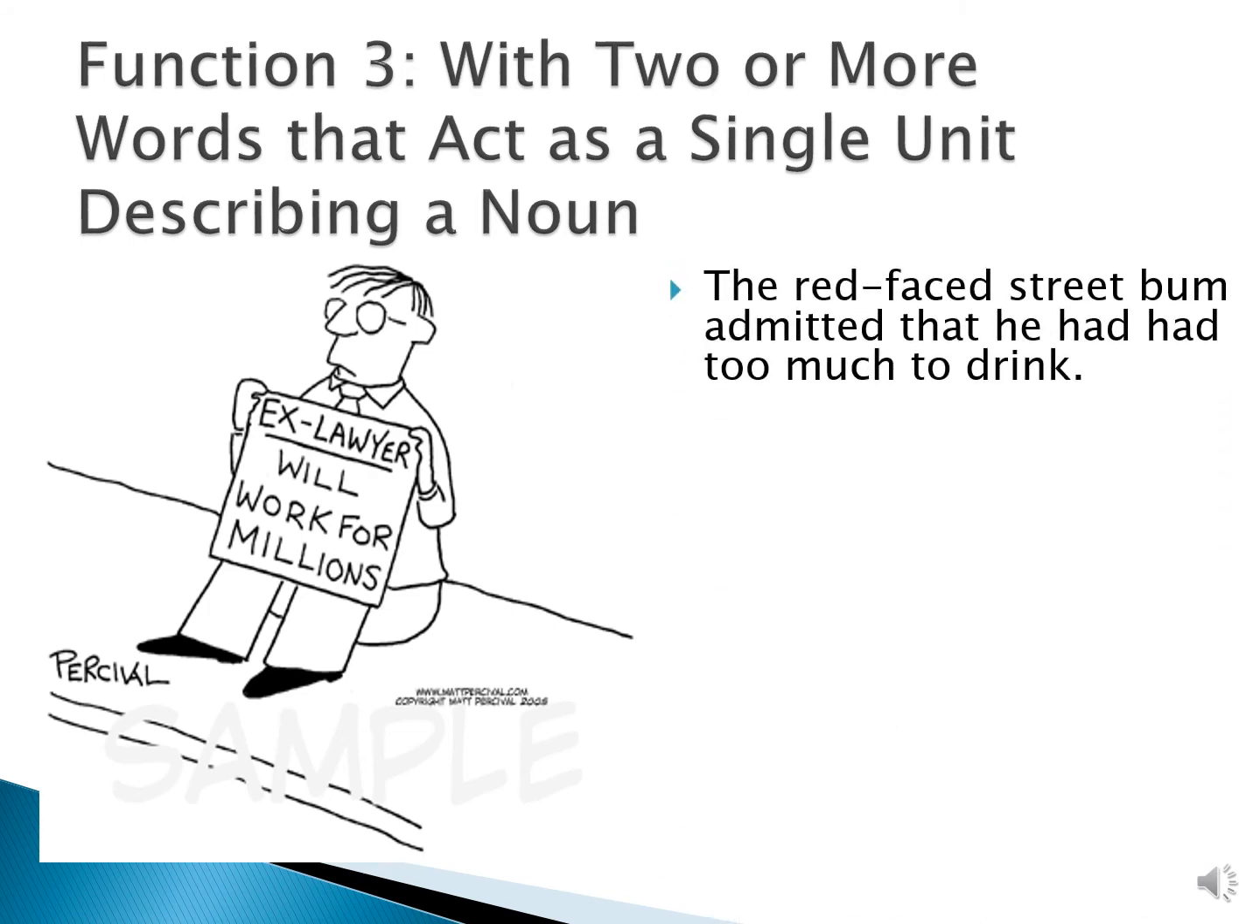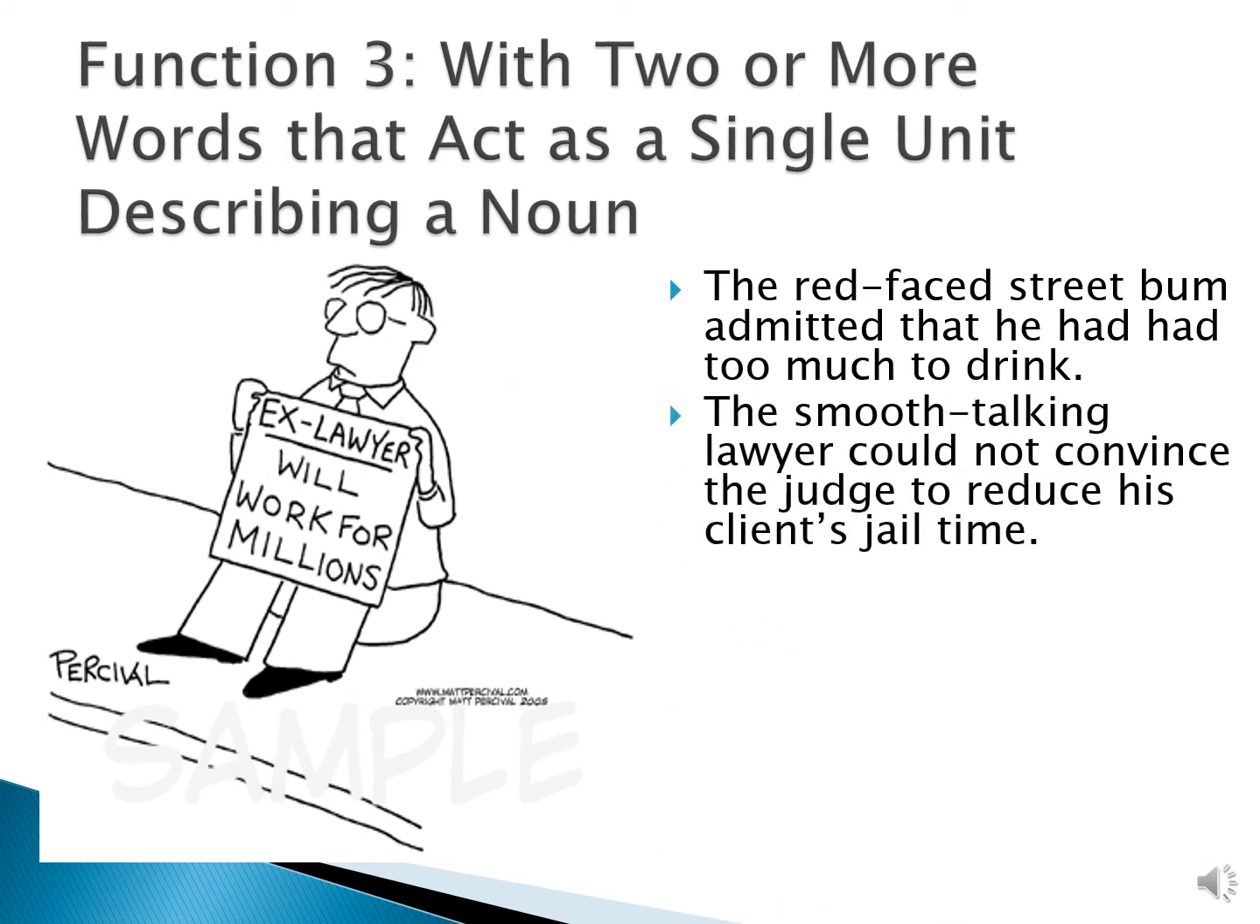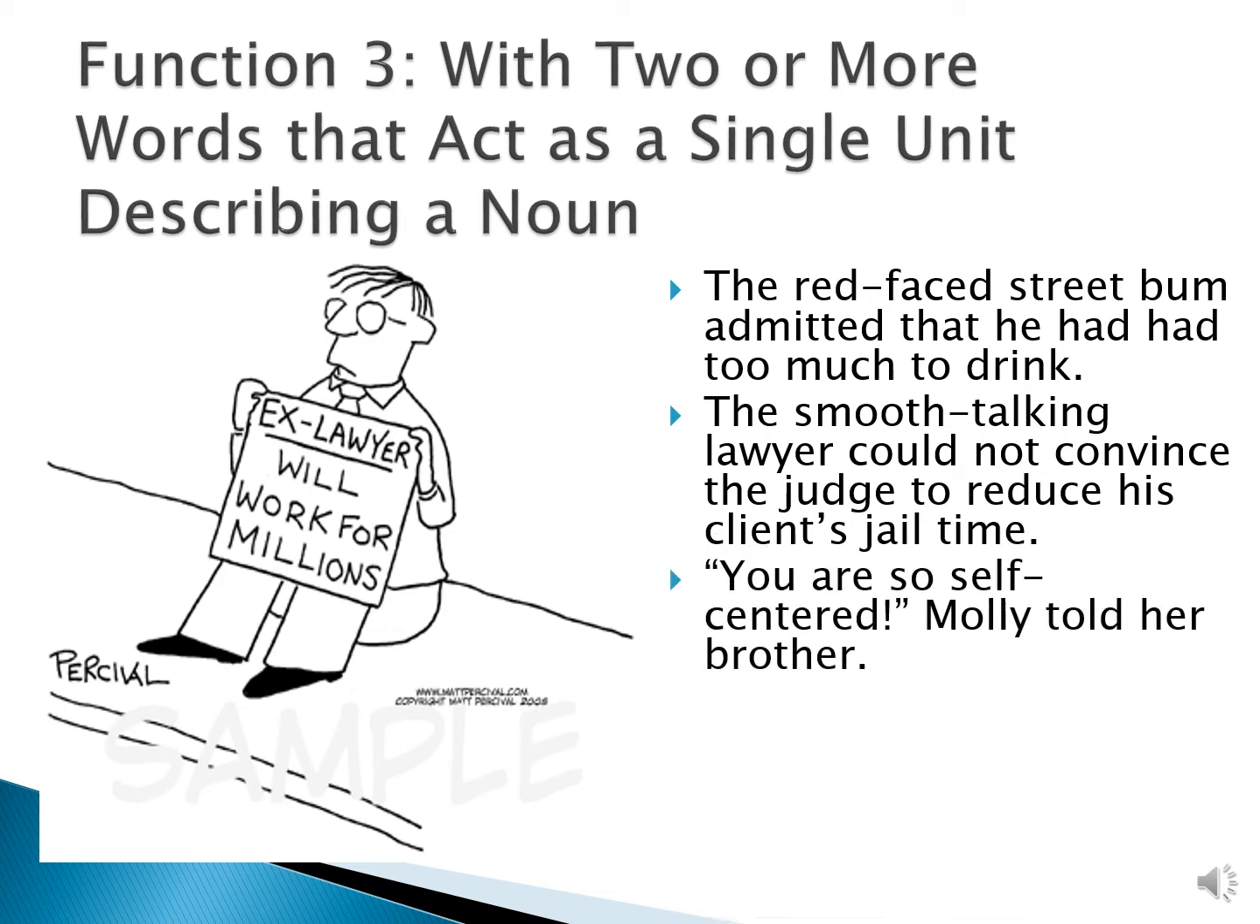Or you could say the red-faced street bum. So I've combined red with faced. That's created 1 unit to describe a street bum. Or the smooth-talking lawyer, right? I've created that to describe lawyer. It's a single unit. You could say self-centered. So a lot of times when you have self in front of another word, I am self-sufficient. He is so self-important. Don't be so self-conscious. Those are all going to have hyphens in them.